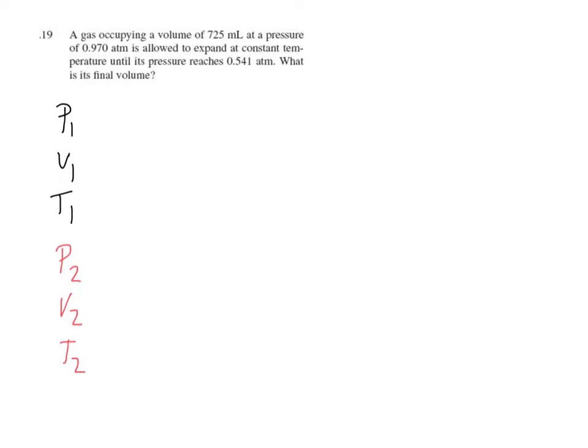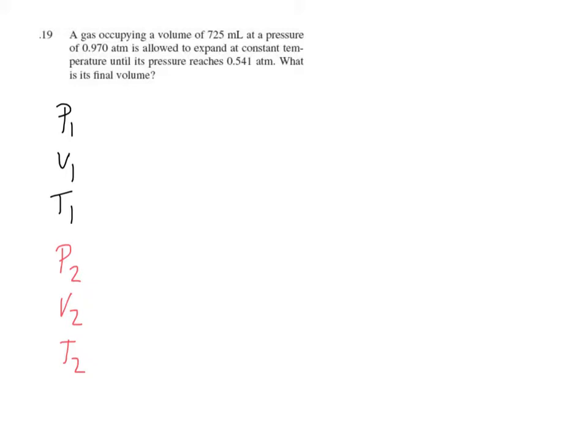A gas occupying a volume of 725 milliliters at a pressure of 0.97 atms is allowed to expand at constant temperature until its pressure reaches 0.541 atms. What is its final volume? In a great many of these problems, the best thing you can do is to pull out all of your variables and give them a name, okay?